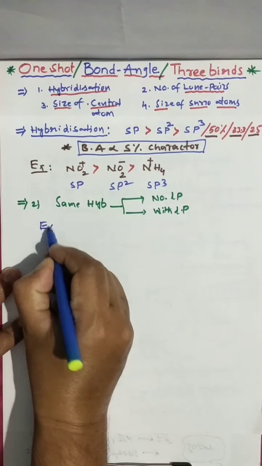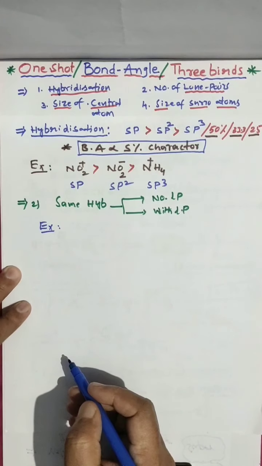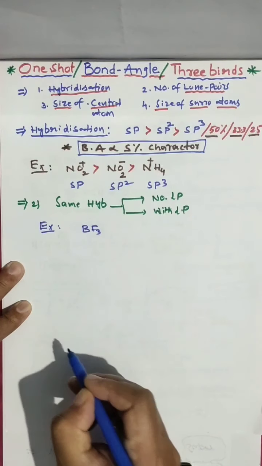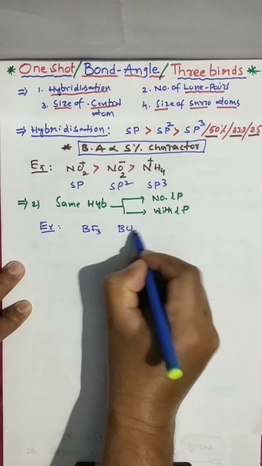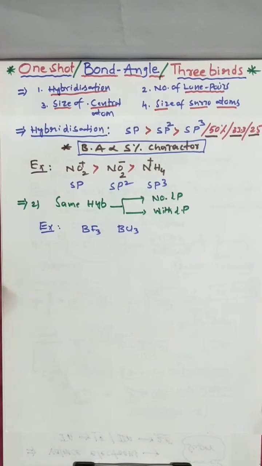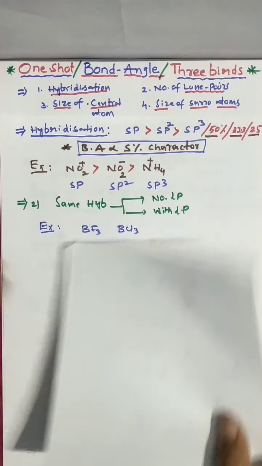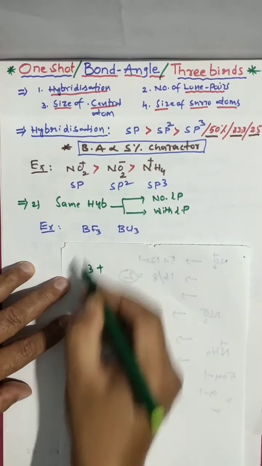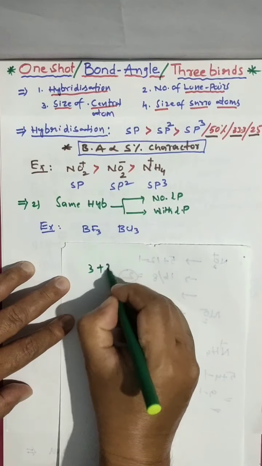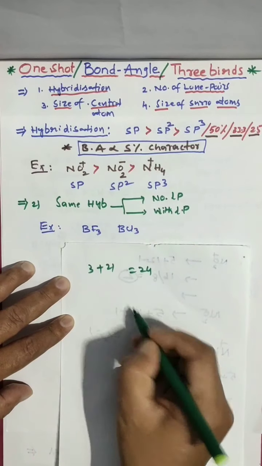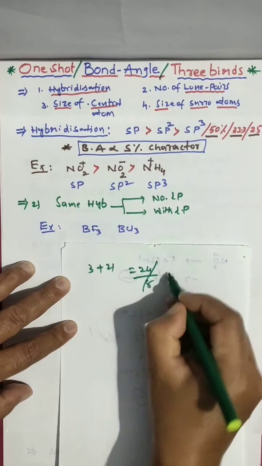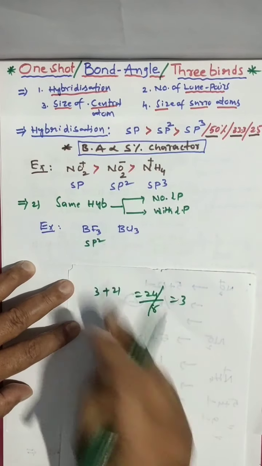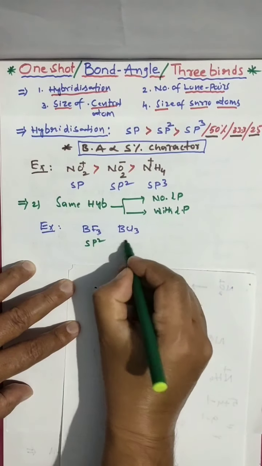Here I am explaining one example to you. That is boron trifluoride, boron trichloride. Check hybridization. BF3: boron is in the 3A family, 3 electrons. Fluorine 7 into 3, 21. Total 24 electrons. By 8, you get 3. 3 means sp2. Same, so this is also sp2.